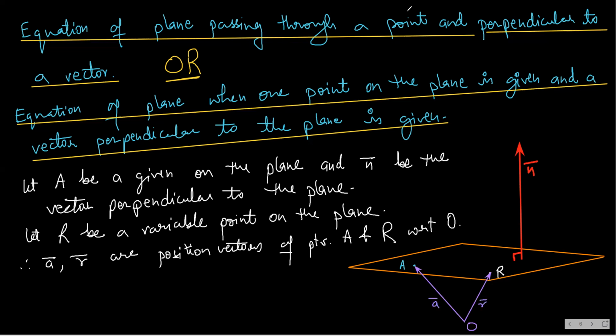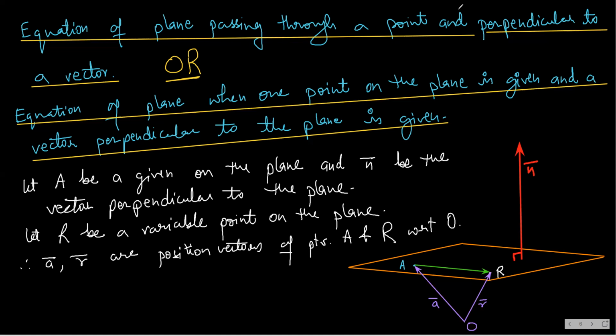Now what will happen is, I join the point A with R. And when I do that, I get vector AR bar. Now remember, this point A and point R, they are on the plane. Point A is on the plane. It was given to us. I assumed the variable point is on the plane. Now what does that mean? It means if these 2 points are on the plane, the vector AR bar lies on the plane.